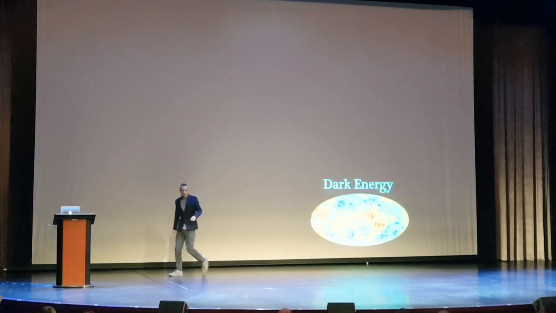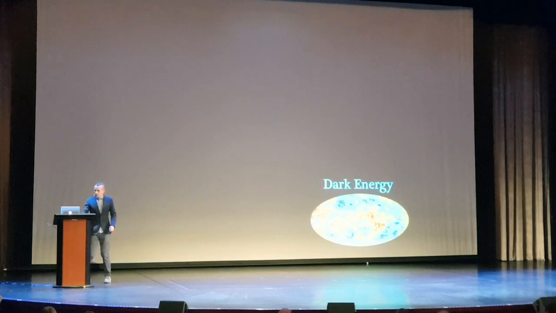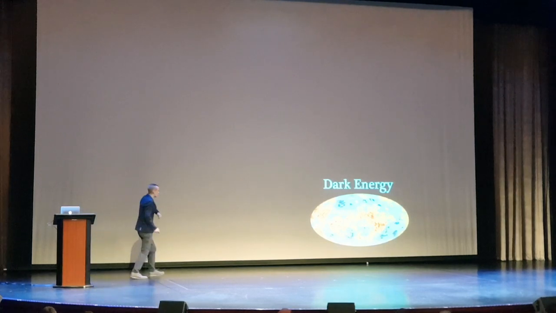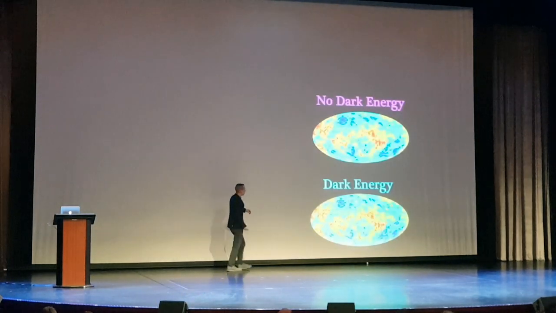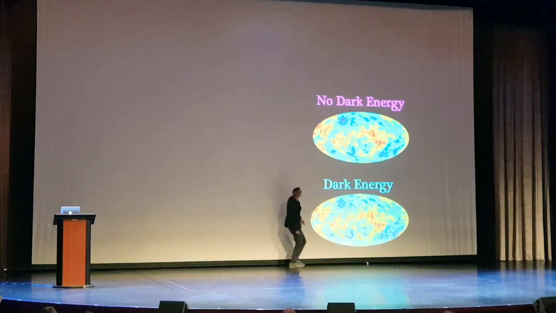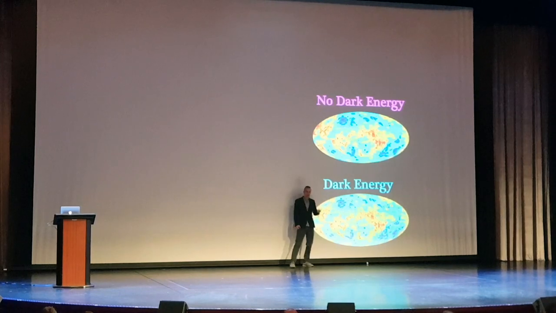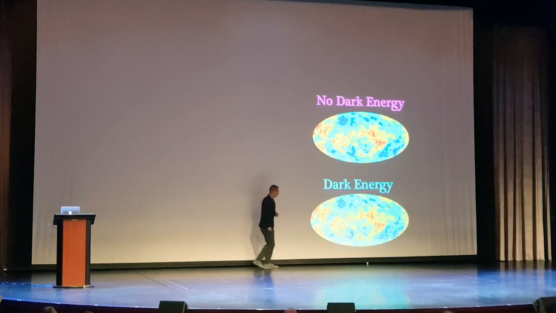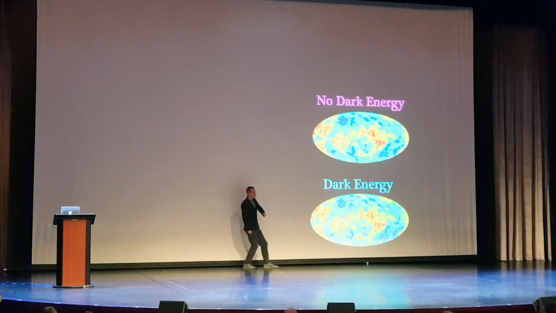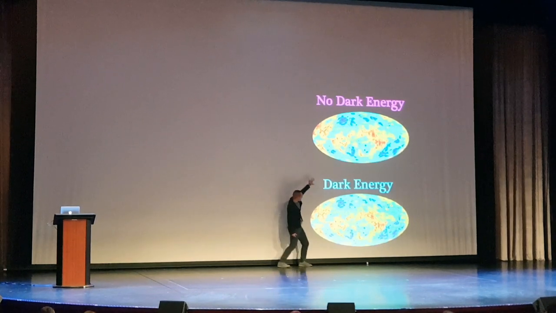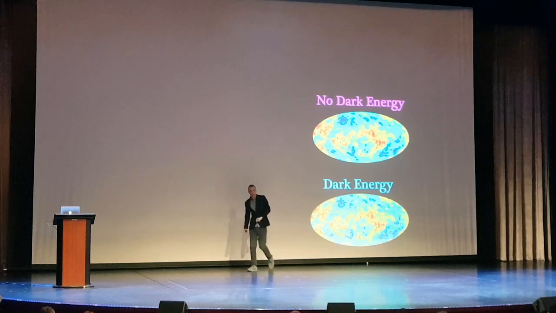But what if we lived in a universe without any dark energy? How would this picture look different? This is what it would look like. Can anybody see a difference here? Yeah, so by eye, it looks pretty indistinguishable. But what we're going to discover this morning is the techniques we have as cosmologists to tell the difference between these two pictures and to figure out whether our universe has dark energy or whether it doesn't have dark energy. We're going to find out how we do that.